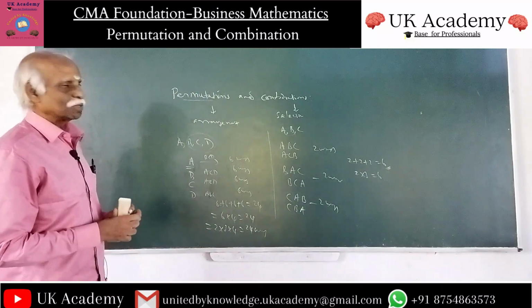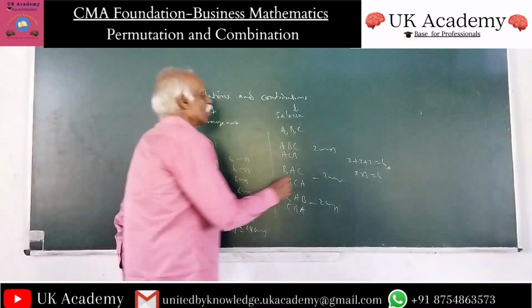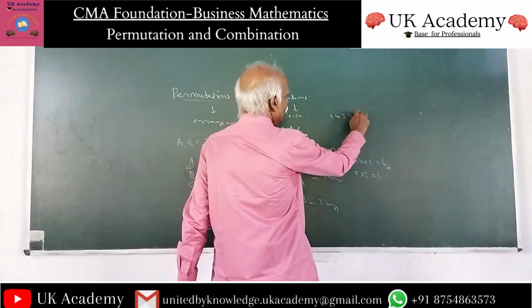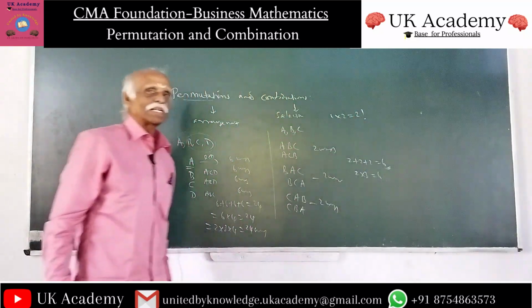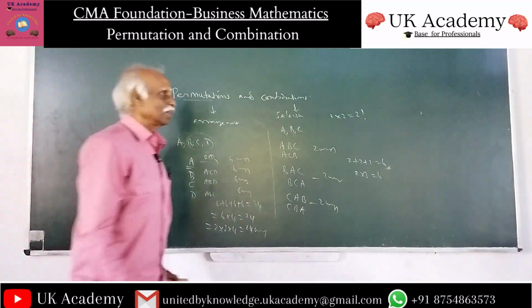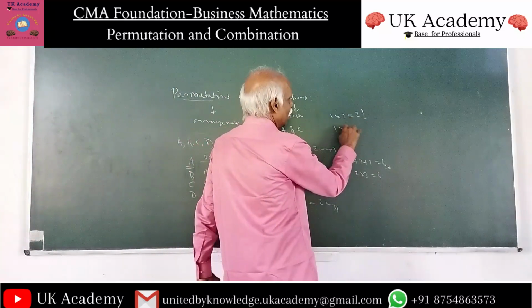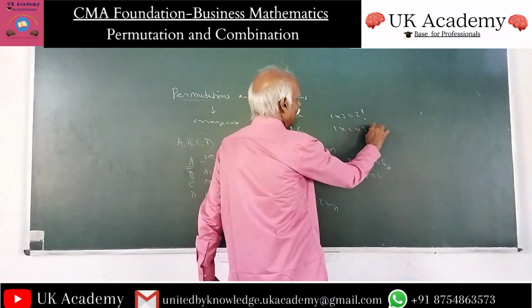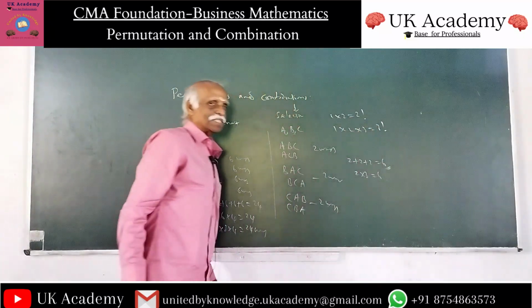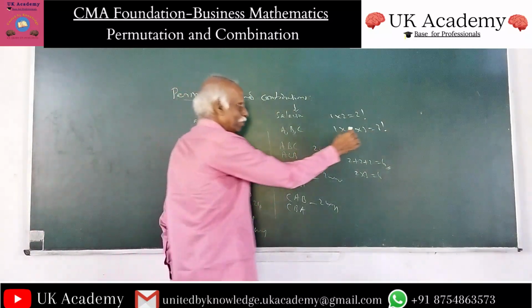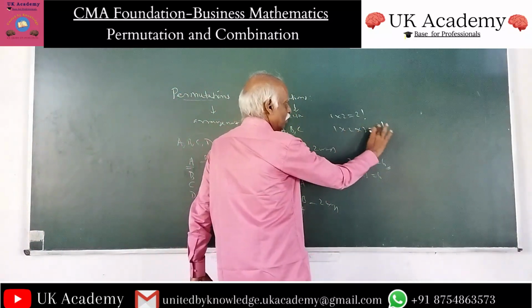Now I tell you a small notation. 1 into 2 can be written as 2 factorial. It's a new notation, 2 factorial. 1 into 2 into 3 can be written as 3 factorial. So 3 factorial means 1 into 2 into 3.